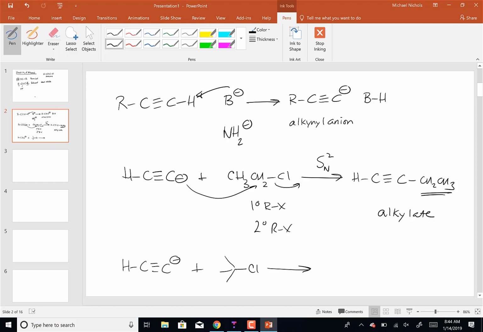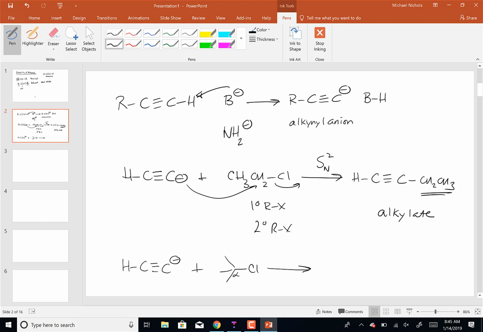The problem here is that it would want to do SN2 with the alkyl halide, but a tertiary alkyl halide can't undergo SN2, can it? It's too sterically hindered, so this thing tries to do SN2. It can't, so it turns around and it rips.